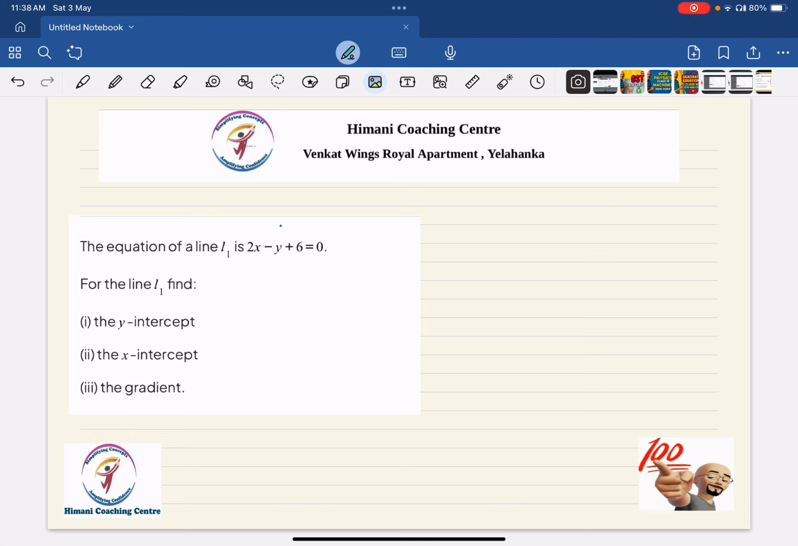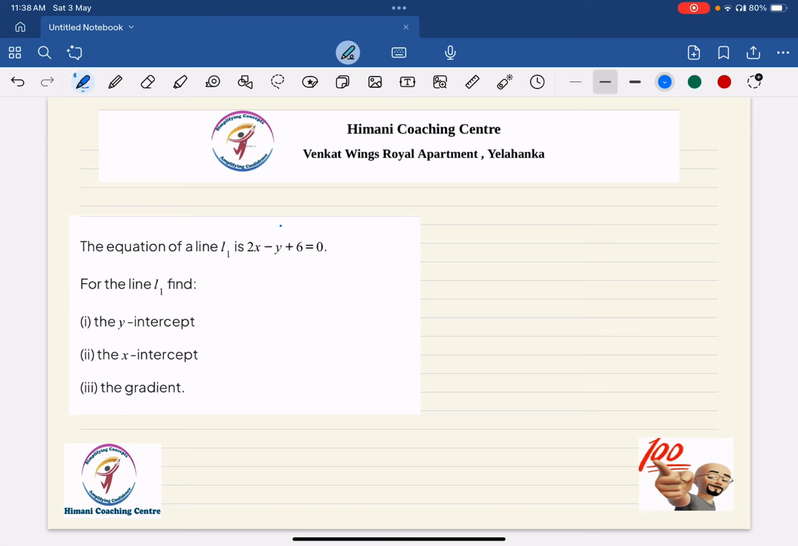maths, physics, and chemistry. Today we are going to do questions on straight lines, or it is also in IGCSE and AS level as functions, linear functions, and graphs. So let us look at the first question.